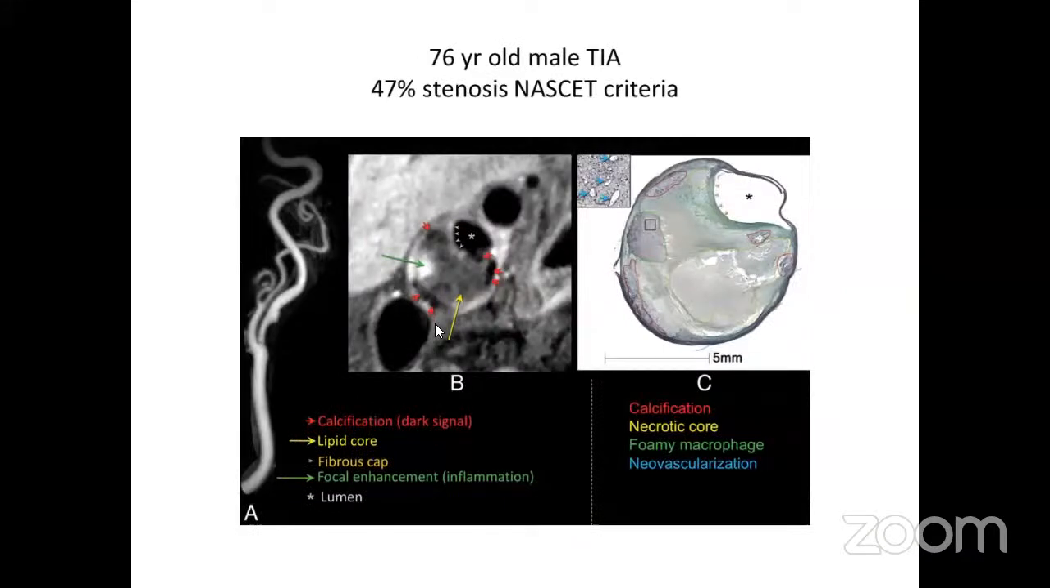A 76-year-old male with transient ischemic attack had 47% stenosis detected by the NASCET criteria. The MR angiography shows smooth narrowing of the vessel, the ICA. And this is an MRI image showing the wall, lumen, and a thin fibrous cap, with a hyperintense signal on a hypointense background, and the focal enhancement suggests inflammation. We can also see the lipid core, and the hypointense area is suggestive of calcification, which can be recognized on plaque imaging.